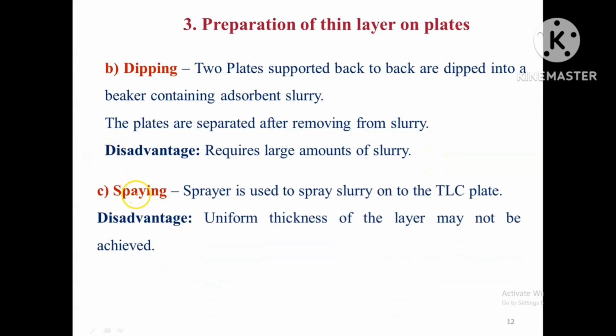The third method is known as the spraying method. In this, a sprayer is used to spray slurry onto the TLC plate. This method also has the disadvantage that uniform thickness of the layer may not be achieved.